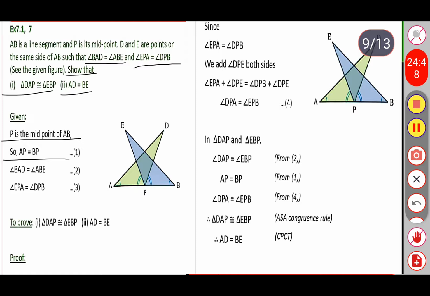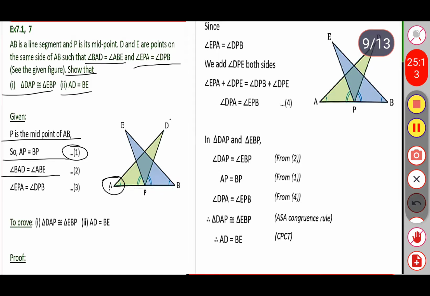Next one, angle BAD is equal to angle ABE. Angle BAD, this angle, is equal to angle ABE. These two angles are equal. This is also given in the question.